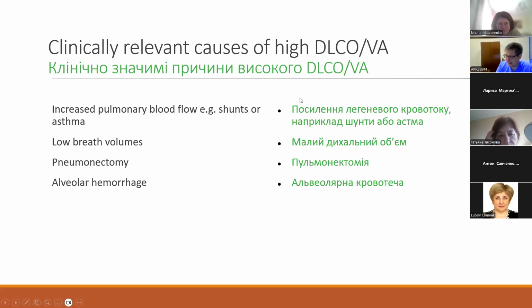And then, high causes of DLCO over VA are increased blood flow or shunts, and low breath volumes. If you remove a significant portion of the lung, then as we showed in one of the previous graphs, the blood supply is increased to the other, and so the efficiency of that unit actually goes up. So the DLCO over VA goes up. And then if you have alveolar hemorrhage, where blood leaks into the alveoli, then carbon monoxide will be absorbed much higher. And so you have an increase in efficiency of absorption, but it doesn't mean your lungs are okay. It's actually abnormal.